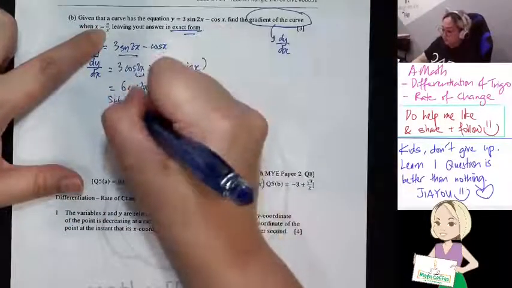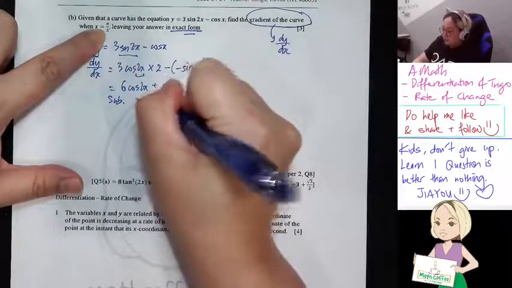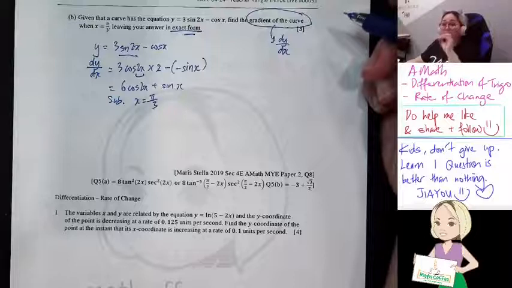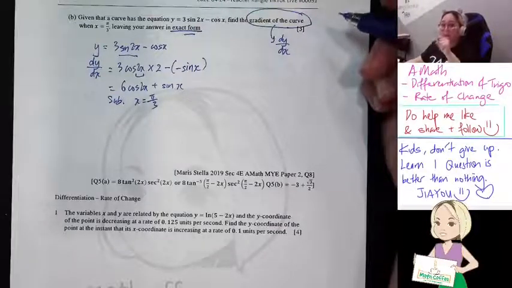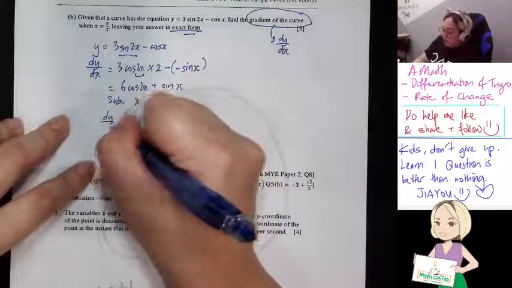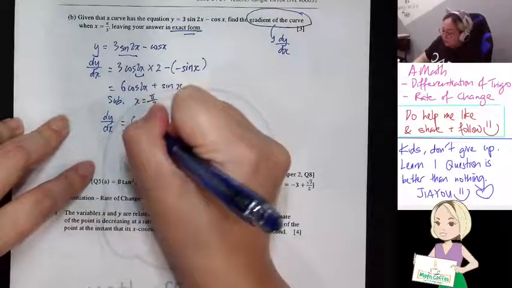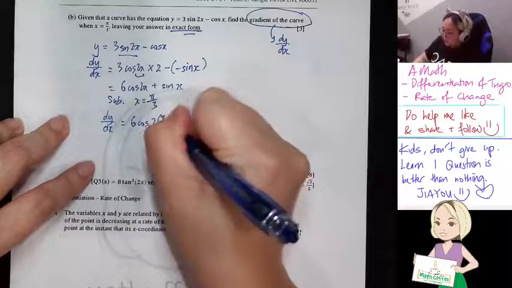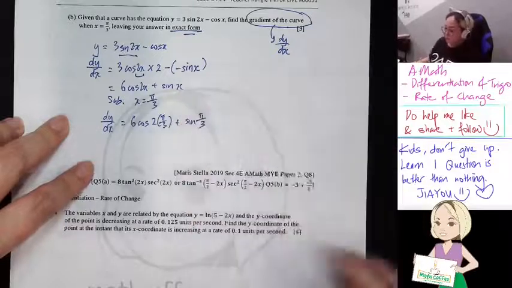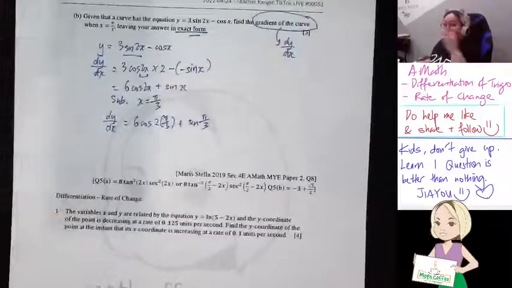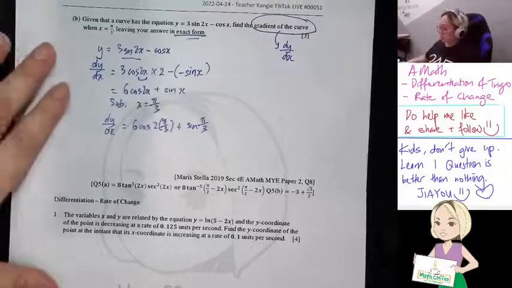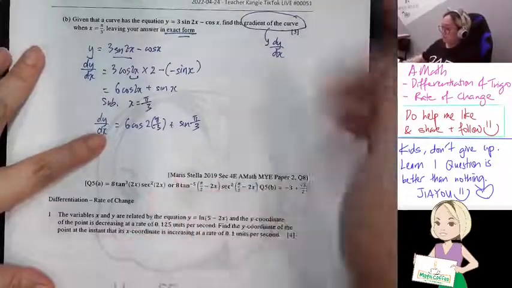So we are supposed to substitute in x is equal to pi over 3. Pi over 3, you need to know that 180 divided by 3 is actually 60 degree. Pi over 3 is 60 degree, so it's actually a special angle. So I will have my dy/dx equal to 6 cosine 2 bracket pi over 3 plus sine pi over 3. Okay, for me, when I see pi over 3, I know that it's 60 degree. So at the side here, I'm going to do this working.